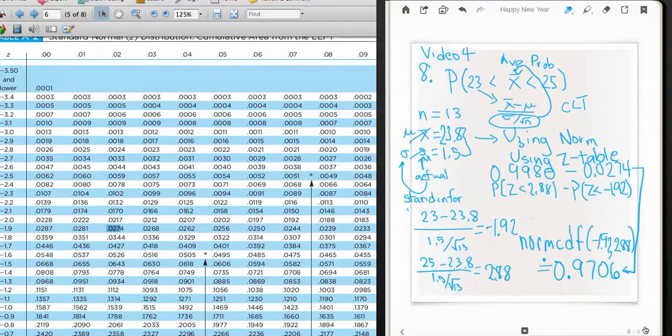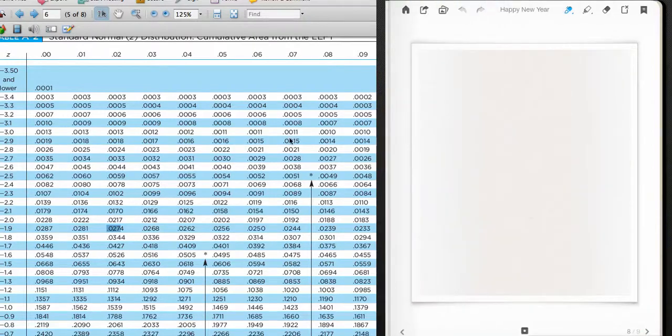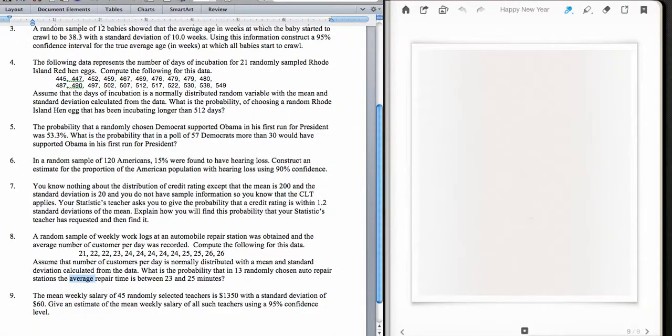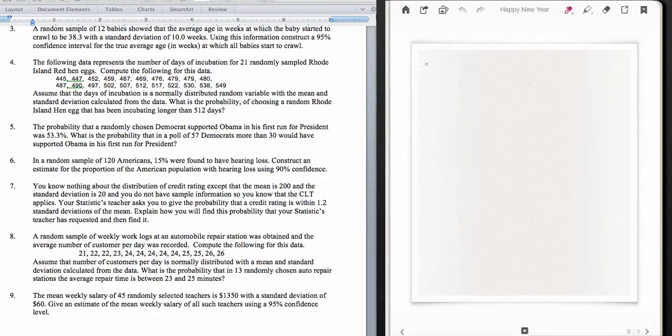All right, now moving on to our last problem. So we have number 9. Let's read the problem. So problem number 9, the mean weekly salary of 45 randomly selected teachers is $1,350 with a standard deviation of $60. Give an estimate of the mean weekly salary of all such teachers using 95% confidence.